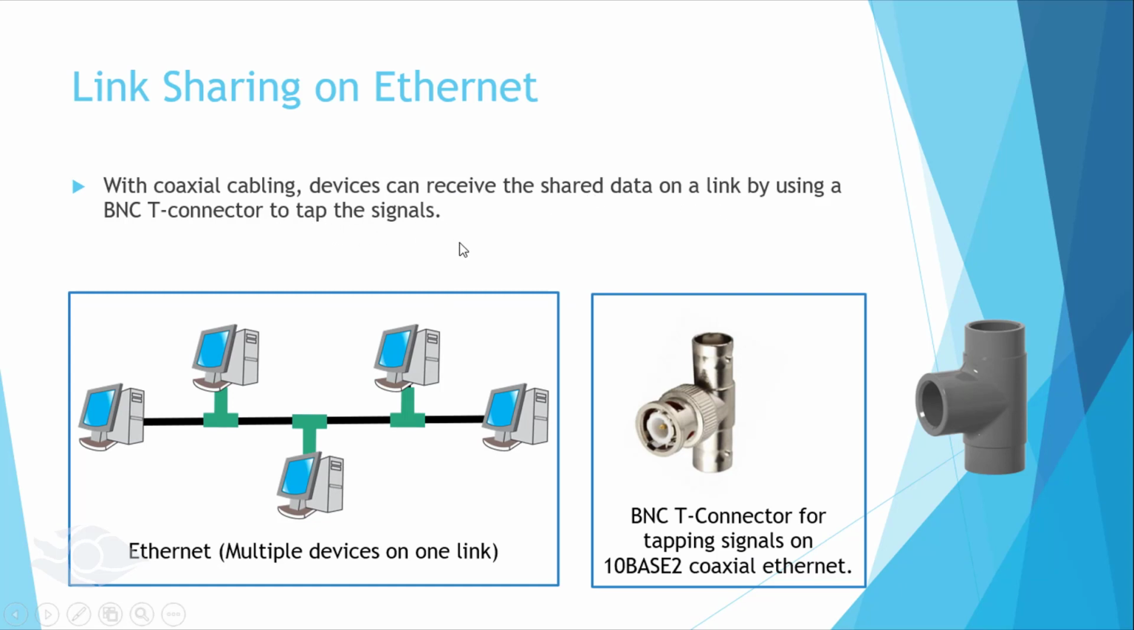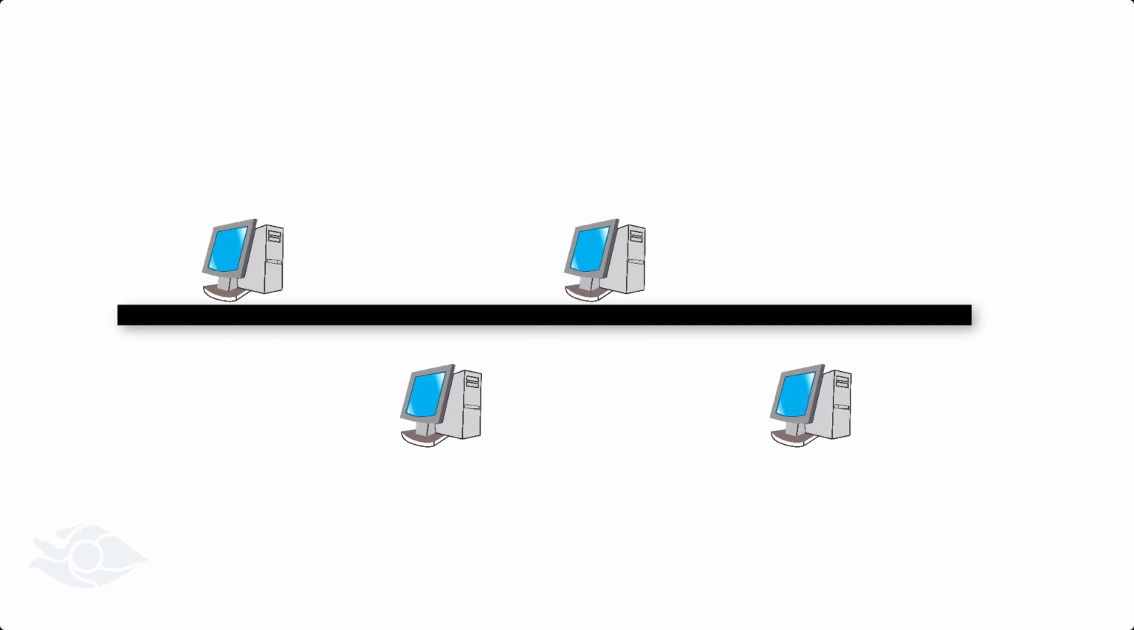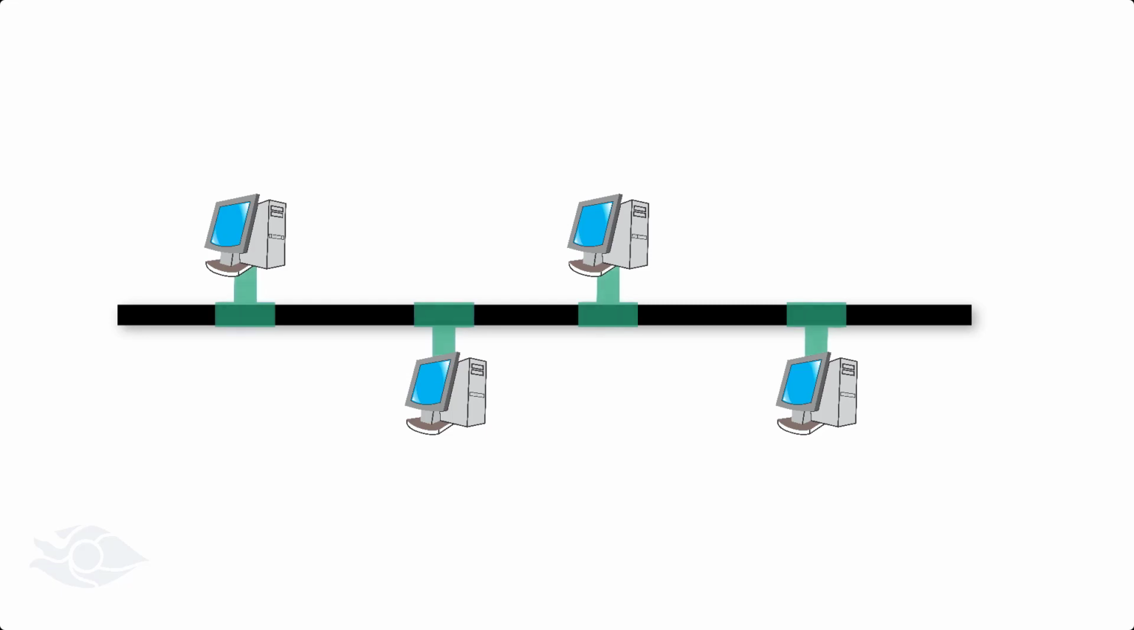With coaxial cabling, devices can receive signals on a link by tapping from it. They do this using a BNC T connector. With a BNC T connector, any computer that needs the shared data can attach itself to the link. The construction of this type of network begins with using a coaxial cable called a bus, and then any device that wants to tap from the bus will be attached to it using a BNC T connector. Finally, we terminate the naked ends of the bus using a BNC connector.